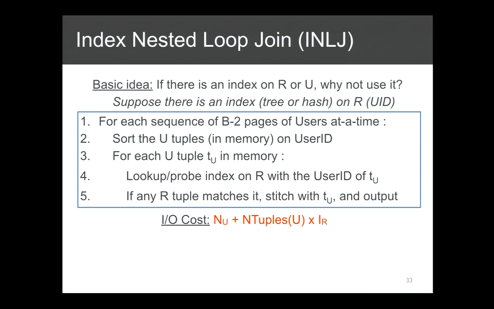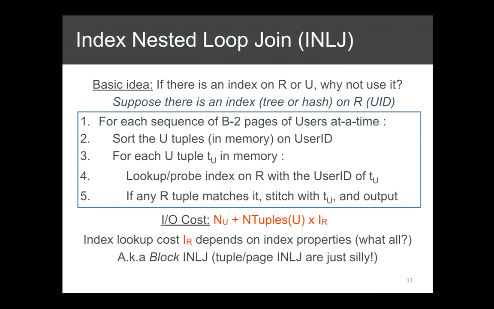Now, this looks like a vague expression. What is IR? I said IR depends on the index. It also depends on other properties of the index. Is it a clustered index? Is it an unclustered index for the tree?